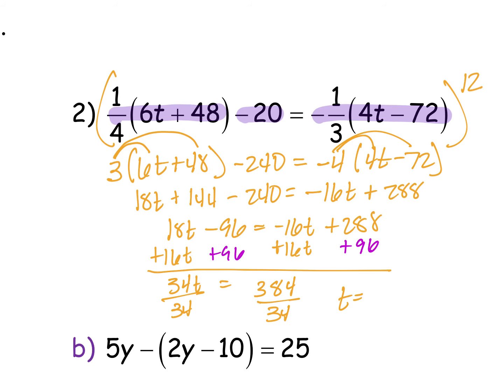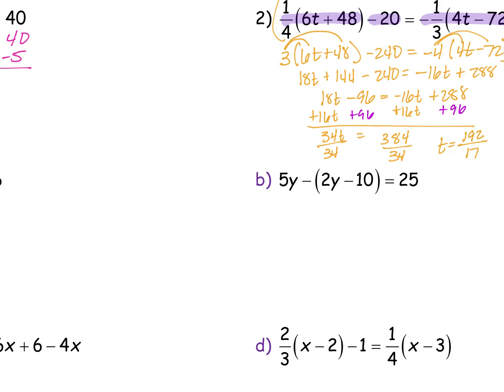t is going to equal, what's half of 384? Half of 384 is 192, so 192/17. Yeah. Unless 17 goes into 192, but it doesn't. I just remember from last class. Okay.